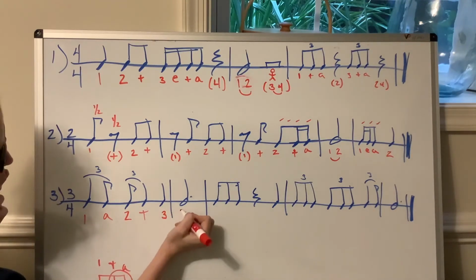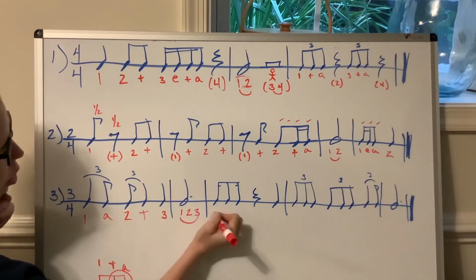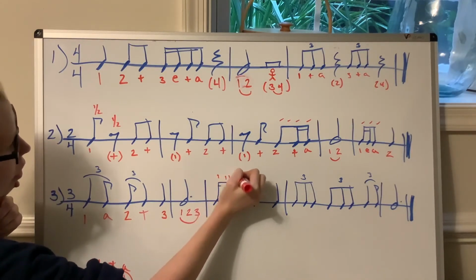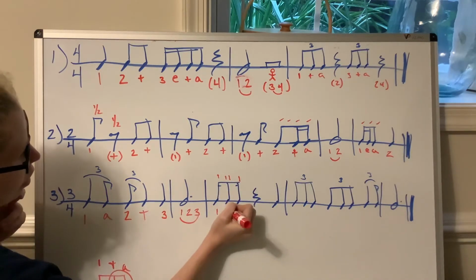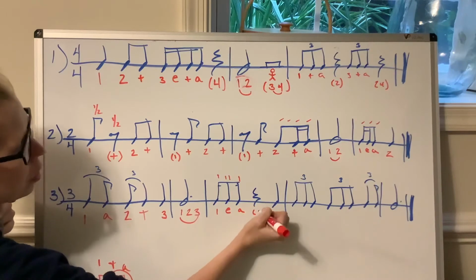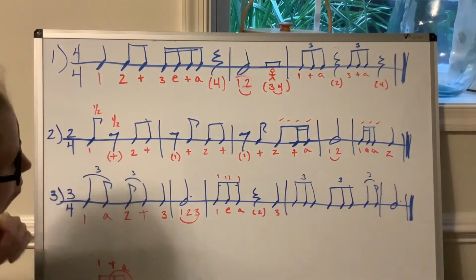New measure, 1, 2, 3, all together. New measure, 1, 1 E and E and beat 2, but it's quiet. Beat 3.